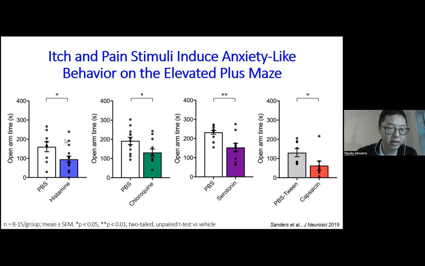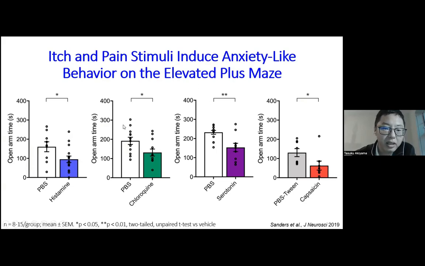This left graph shows the results after histamine injection. As you can see here, after histamine injection, we see a significant reduction in time spent in the open arm. The green graph shows the results after chloroquine injection. Chloroquine is an anti-malarial drug, but a known side effect is itching. And actually, by injecting chloroquine, we can see scratching behavior in mice.